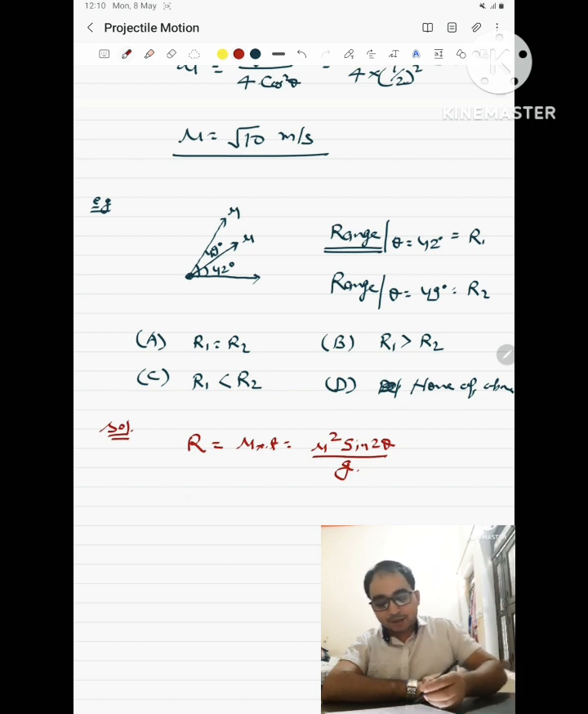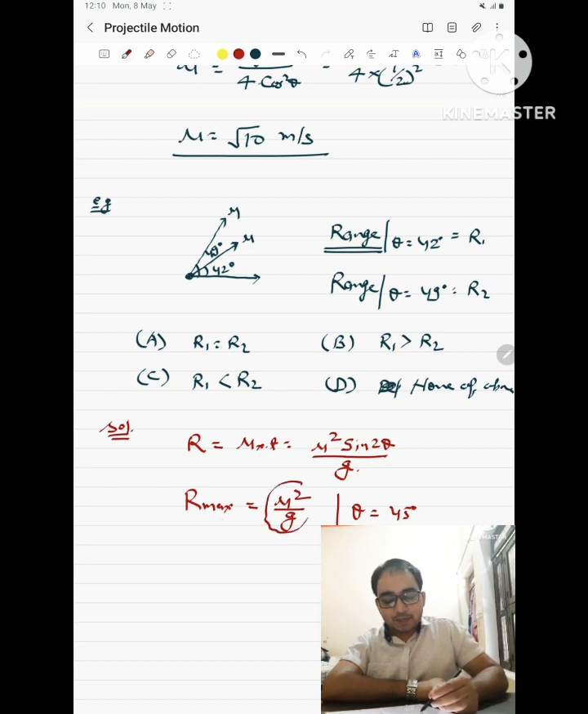So in this case R is maximum when u square upon g, when theta is 45 degree, because when theta is 45 degree, sine 2 theta is sine 90 degree, and that is 1, that is the maximum value. So the maximum range with velocity u can be u square by g when theta is 45 degree. In this case one angle is less than 45 degree and the other angle is more than 45 degree.